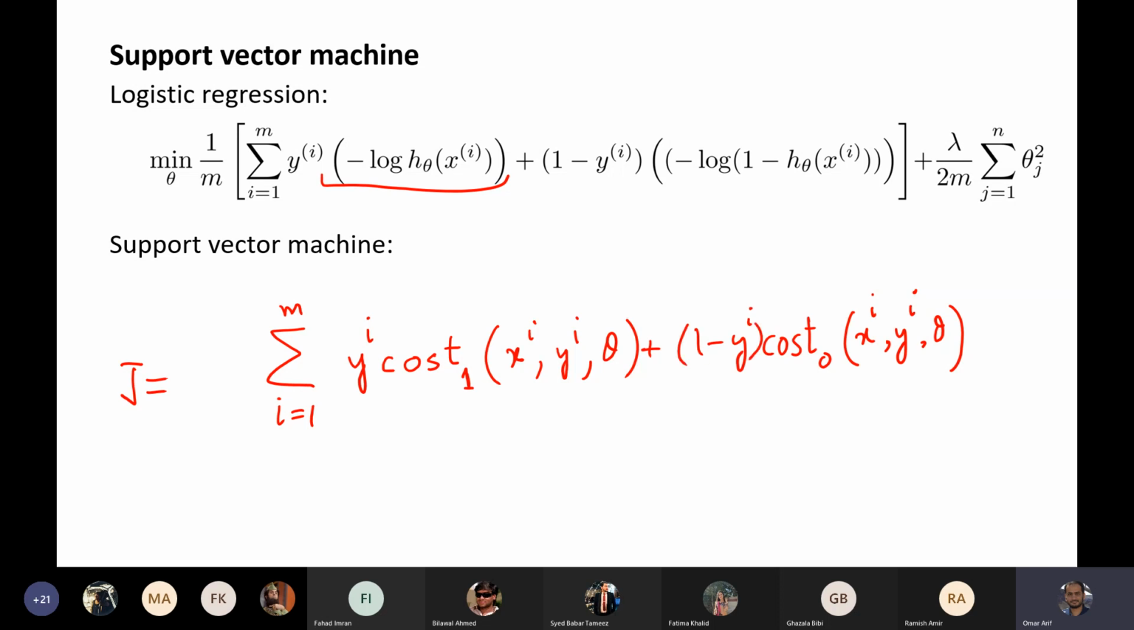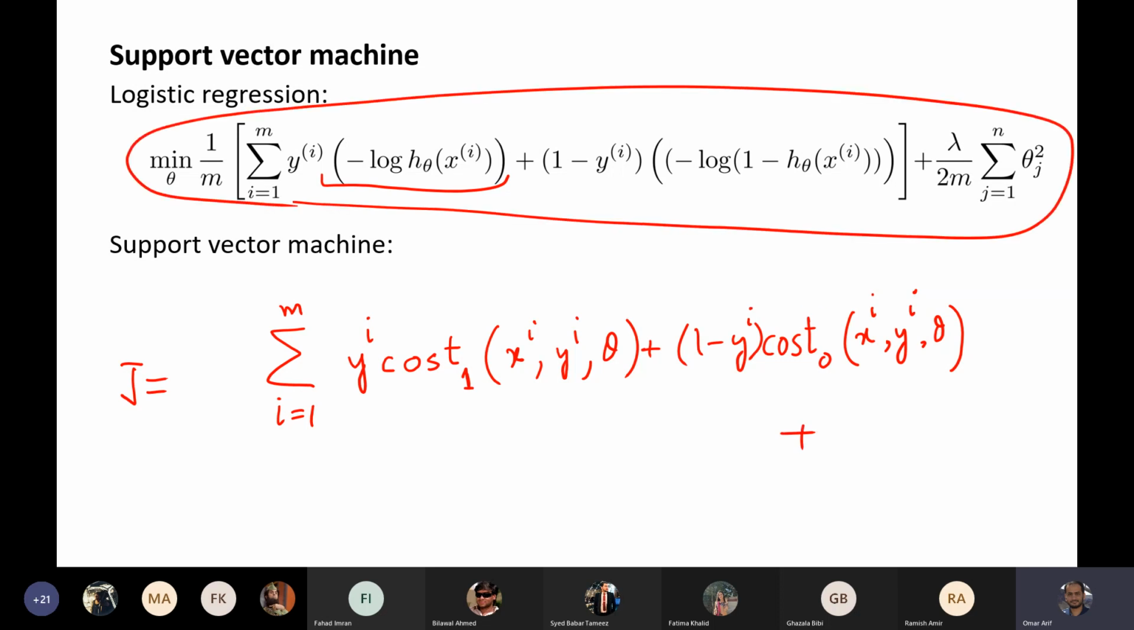Okay, and then this is the regularized version of the logistic regression, so let's also add that. In case of support vector machine, instead of the lambda parameter here, we are going to have another parameter c over here, and the reason for adding this c here is, well, we will see that.